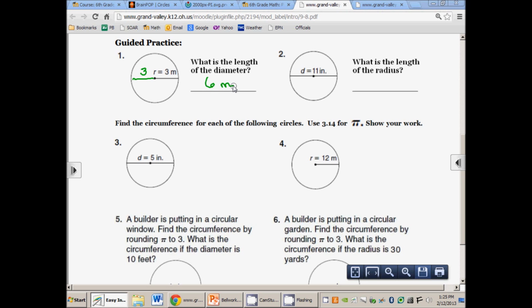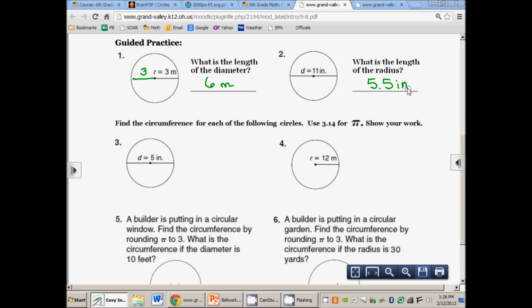Good. Half of 11, now you could do some estimation like, okay, half of 10, that's 5. Half of 1, that's a half. Very good. It is 5.5, but Sana, we need the measurement. 5.5 what? Inches. Very good. 5.5 inches.